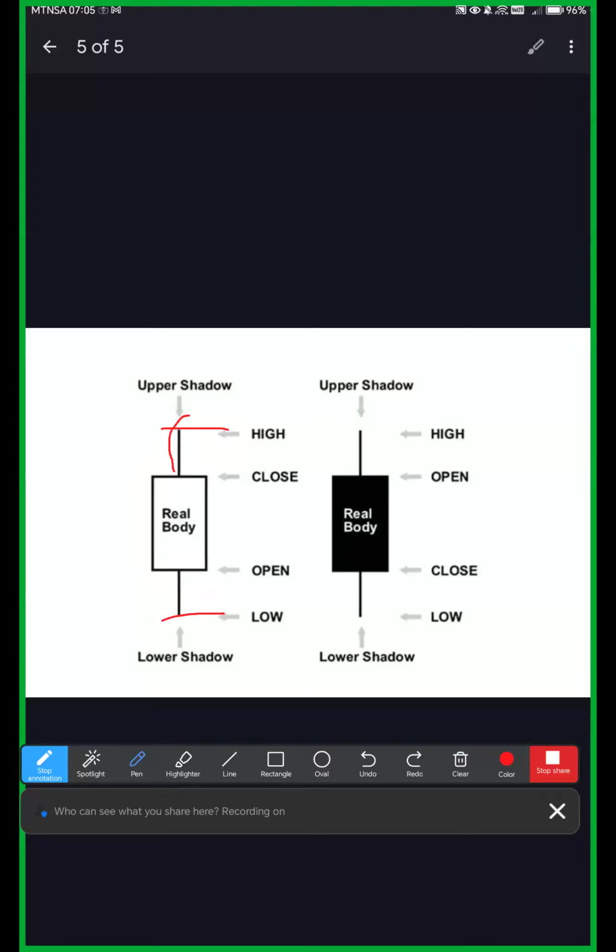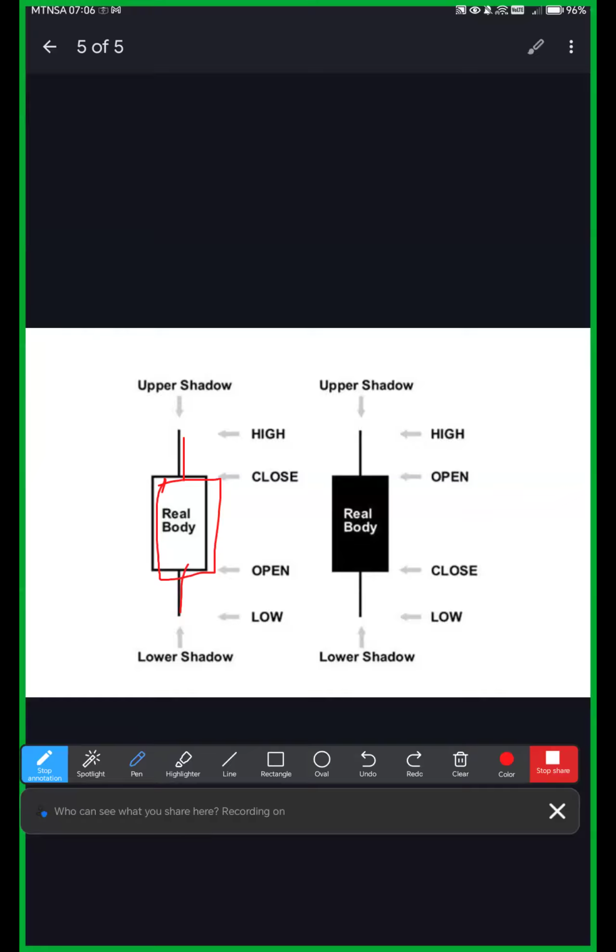So what do we call these things that are added to the body of the candle? Because this is the real body. There is something that grows on top of the body, and something that grows below the body. They have got names, and they also carry an important message to you as a trader.